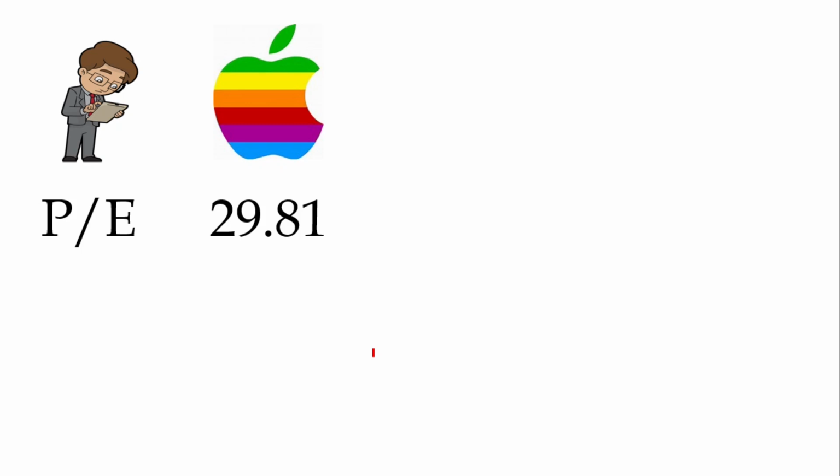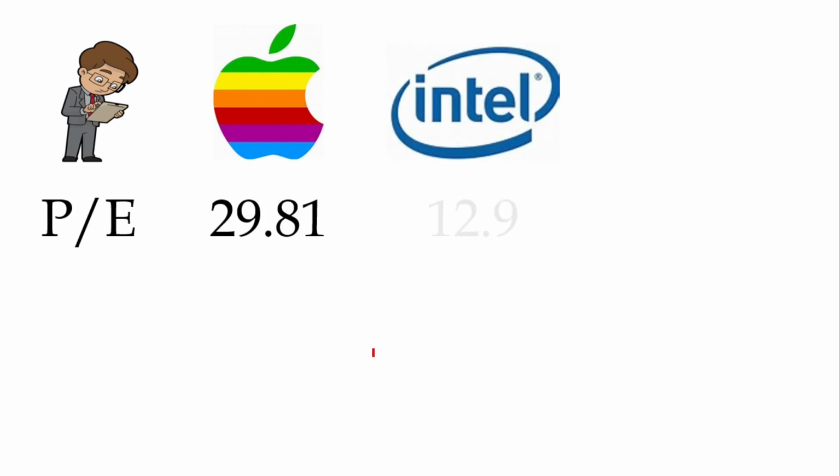Let's compare Apple to another big company, which is Intel. Intel's price to earning ratio is 12.9. It looks like Intel is a better investment, but is it? Well, their business is not exactly the same.